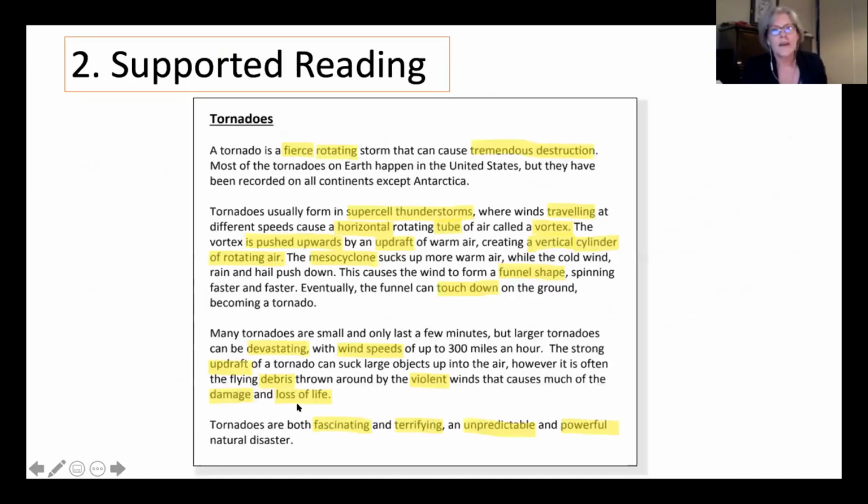So after that, we had another look at our model text and did some supported reading where we highlighted the different key vocabulary and even some, not just single words, but groups of words that we were going to use or that they needed to know, and talked about a few things like the unfamiliar structures. For example, there's a passive voice, the vortex is pushed upwards. We looked at different things like that they may have found difficult.